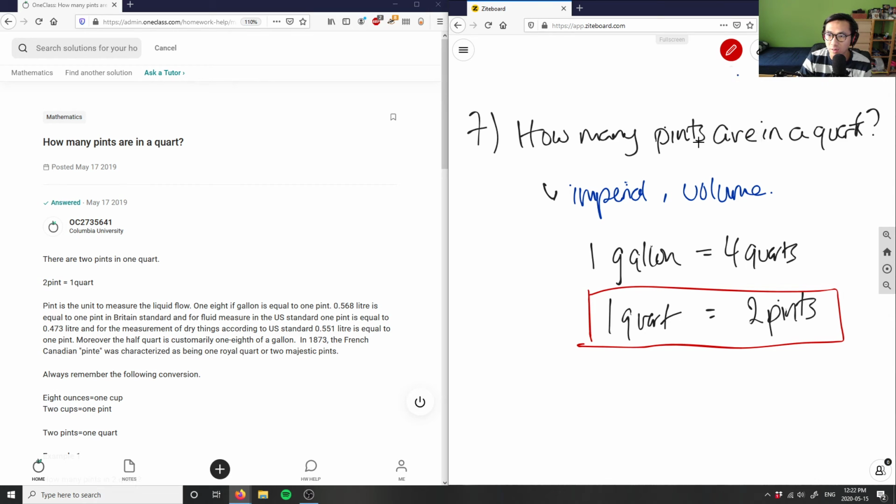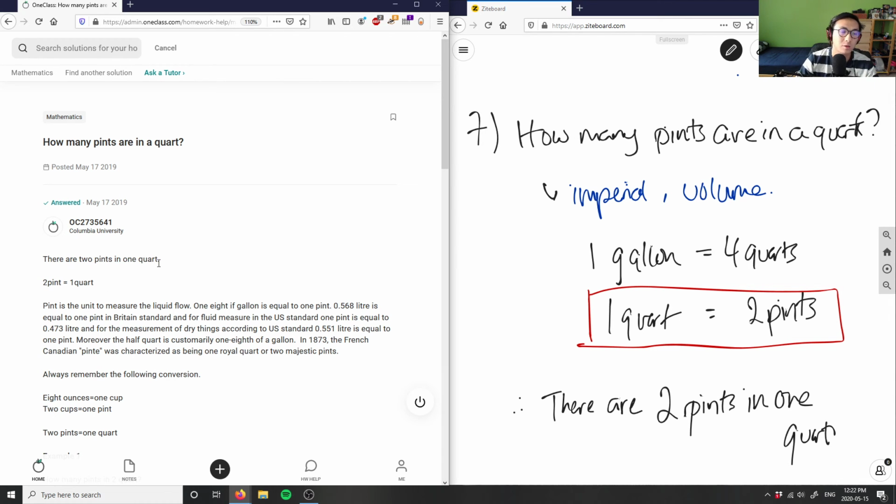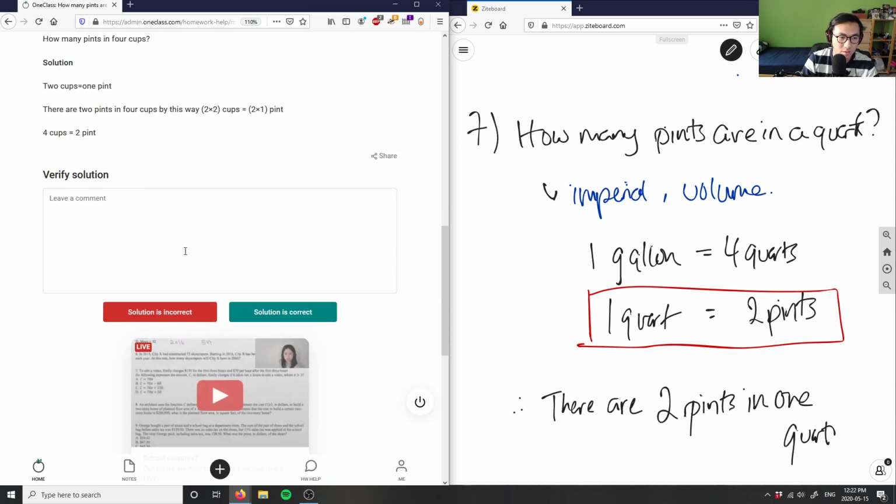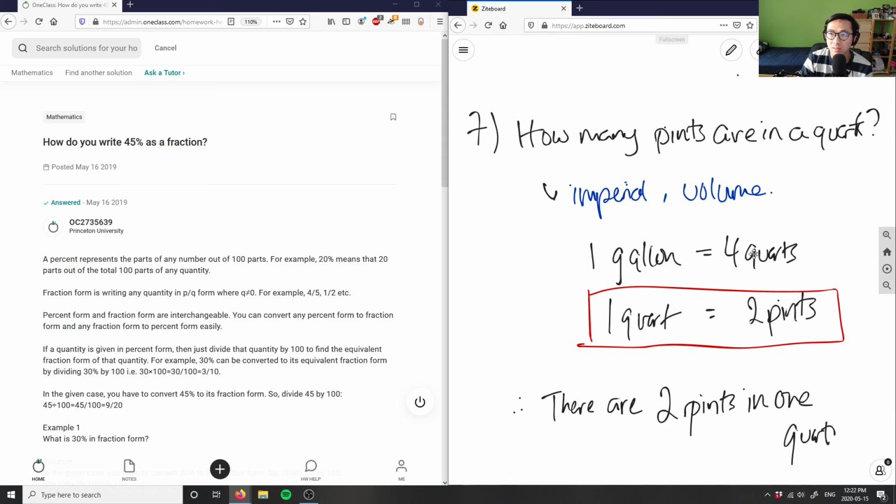So therefore, you can say our answer here is simply that there are 2 pints in 1 quart. And this is our solution here. Again, there are 2 pints in 1 quart. The solution here is correct. That's number 7. Number 8 here.